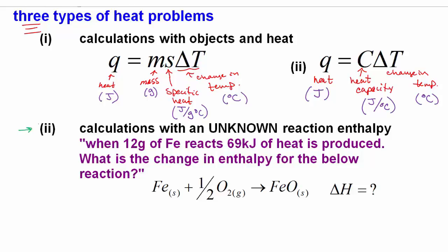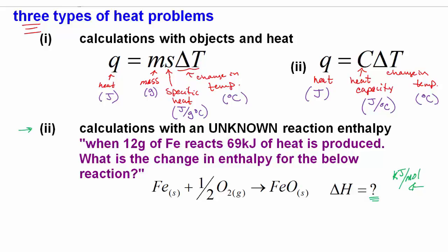Here's the second type of heat problem that we're going to see: calculations that involve an unknown reaction enthalpy. So you have an incomplete thermochemical equation, and you're going to complete it. You're going to get delta H for that reaction. Here's a typical problem, how it's worded. When 12 grams of iron reacts, 69 kilojoules of heat is produced. What is the change in enthalpy for the below reaction? Now remember, delta H is always in units of kilojoules per mole.